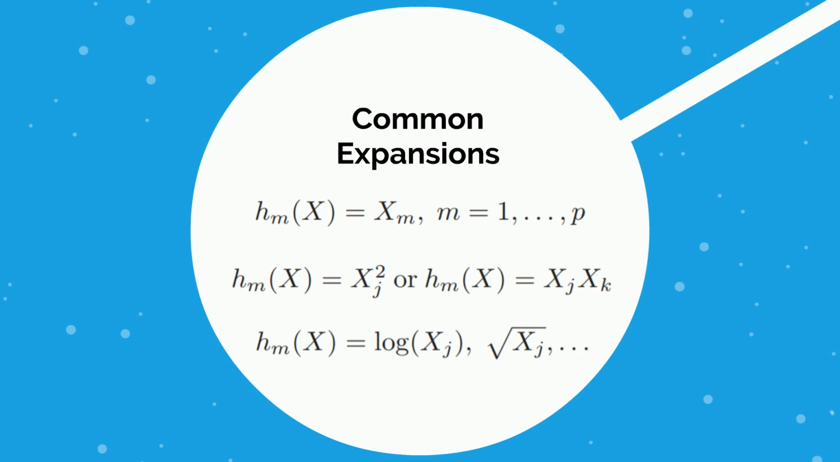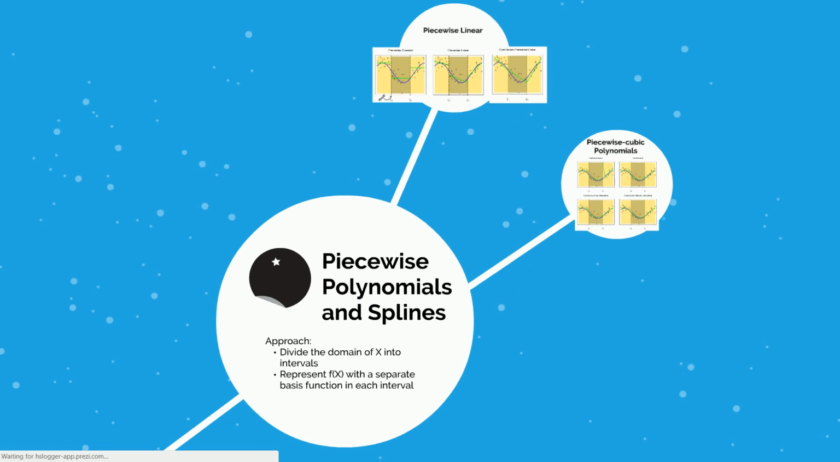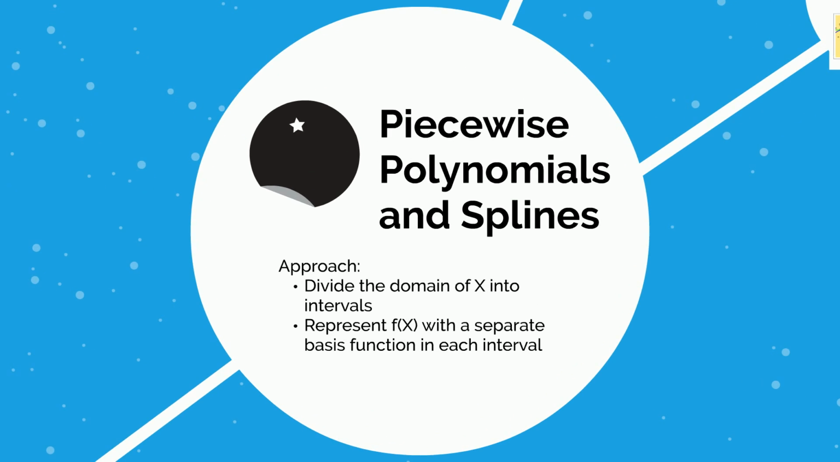But we're actually going to be able to use piecewise polynomials and splines, and we'll talk about splines later, that are going to allow for a local polynomial representation. So what exactly do I mean by that? Let's keep talking and hopefully it will become more clear. So piecewise polynomials and splines. Here the approach is going to be to divide the domain of x, our inputs, into intervals and then represent f(x) with a separate basis function in each interval.